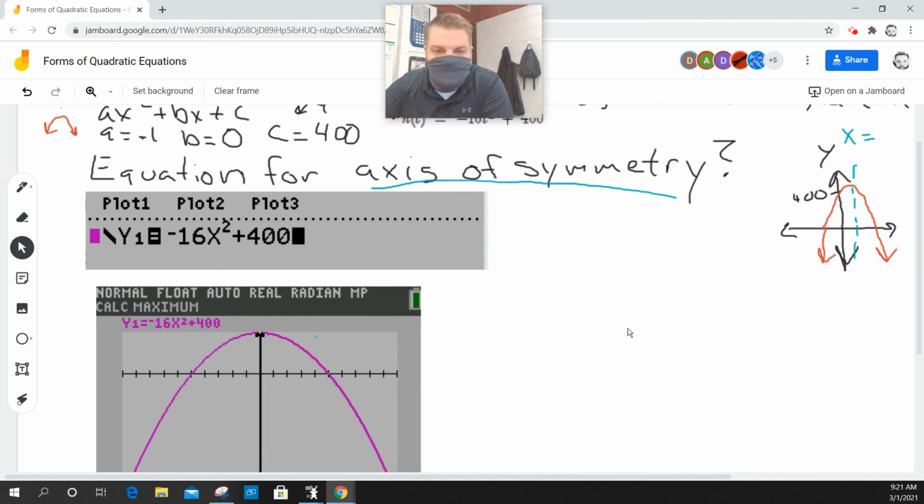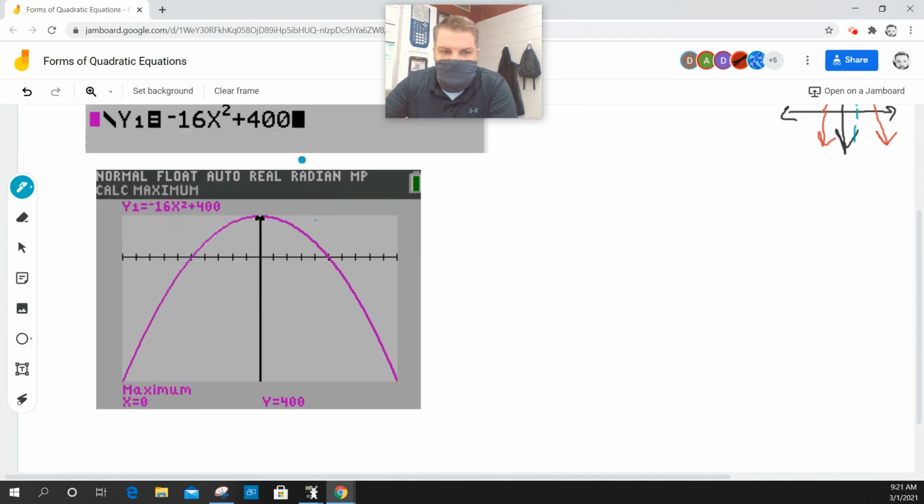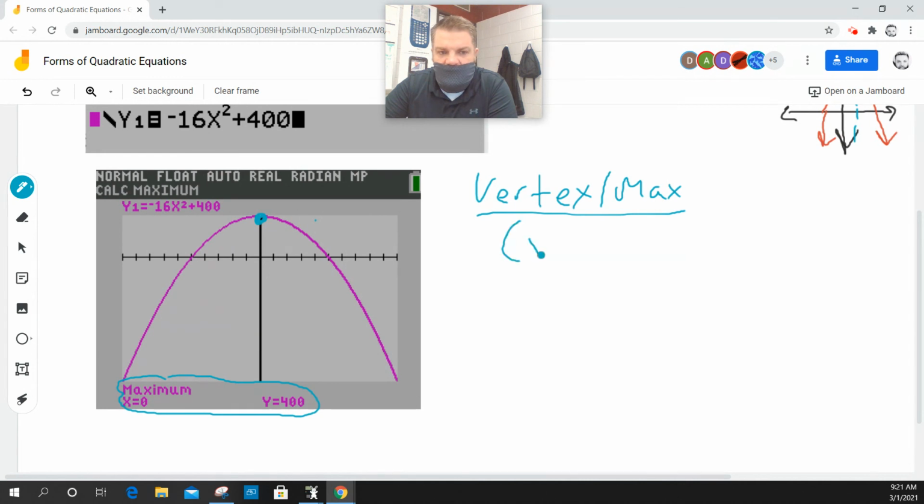So what does this tell me? Well, this tells me that my vertex, which is a maximum, right? That's the maximum. Occurs at the point x, comma, y, which is 0, comma, 400.